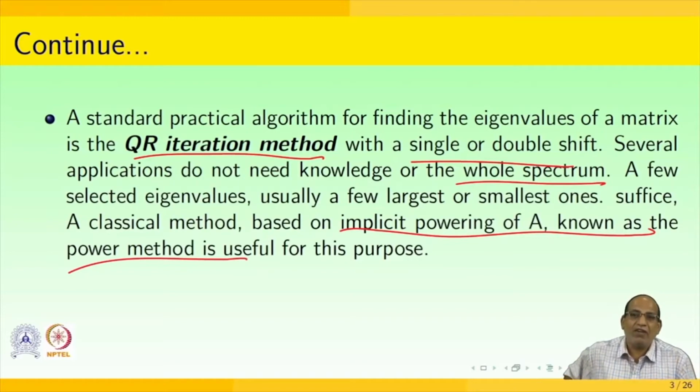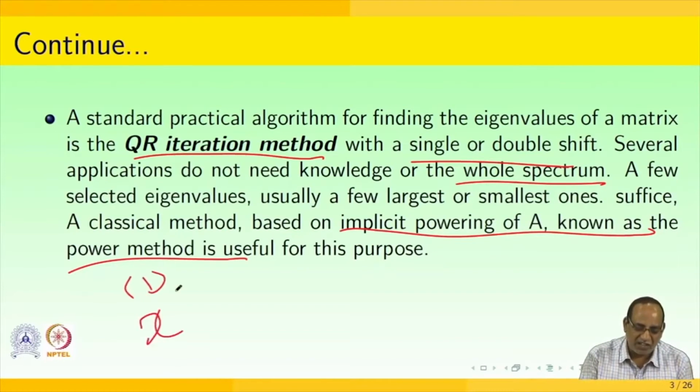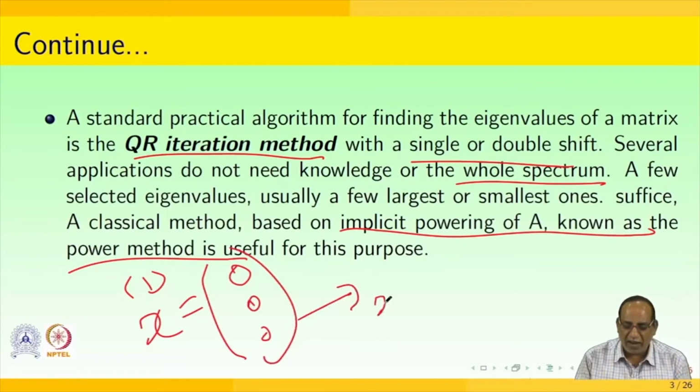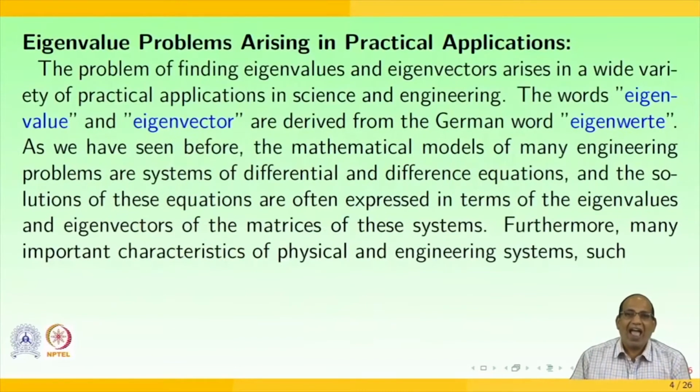In this power method, we start with some initial vector, say x of 1, normally a non-zero vector, and in the course of time we try to approximate x of 1, x of 2, and so forth, such that Ax is equal to lambda x. Eigenvalue problems arise in a number of practical applications. The problem of finding eigenvalues and eigenvectors arises in a wide variety of practical applications in science and engineering.